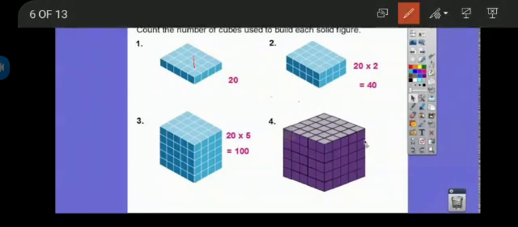figure, you can see lengthwise 5 cubes are present, breadthwise 4 cubes are present, heightwise 5 cubes are present. So length into breadth into height is 5 into 4 into 5, that is 5 4s are 20 into 5 is 100 cubic units.